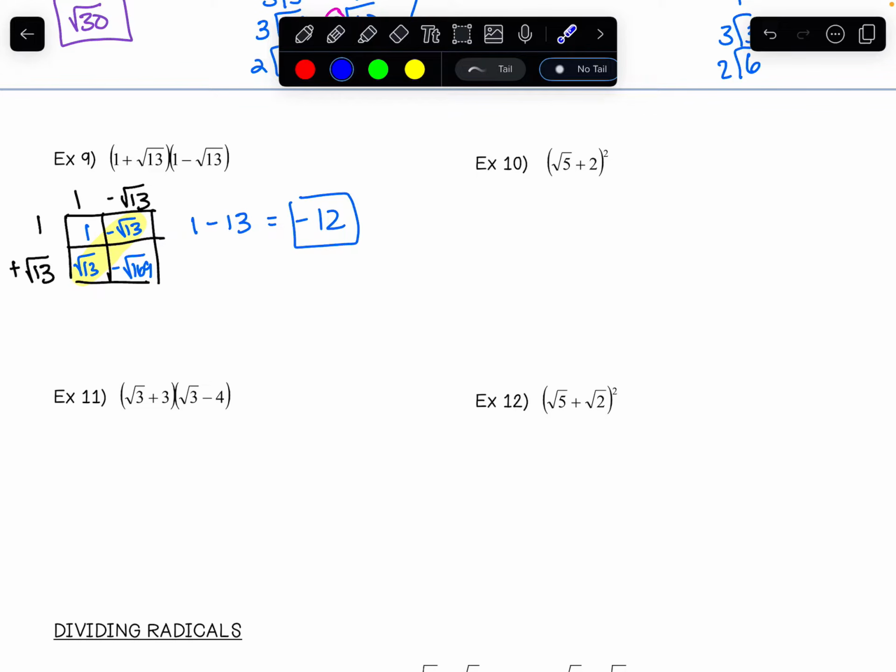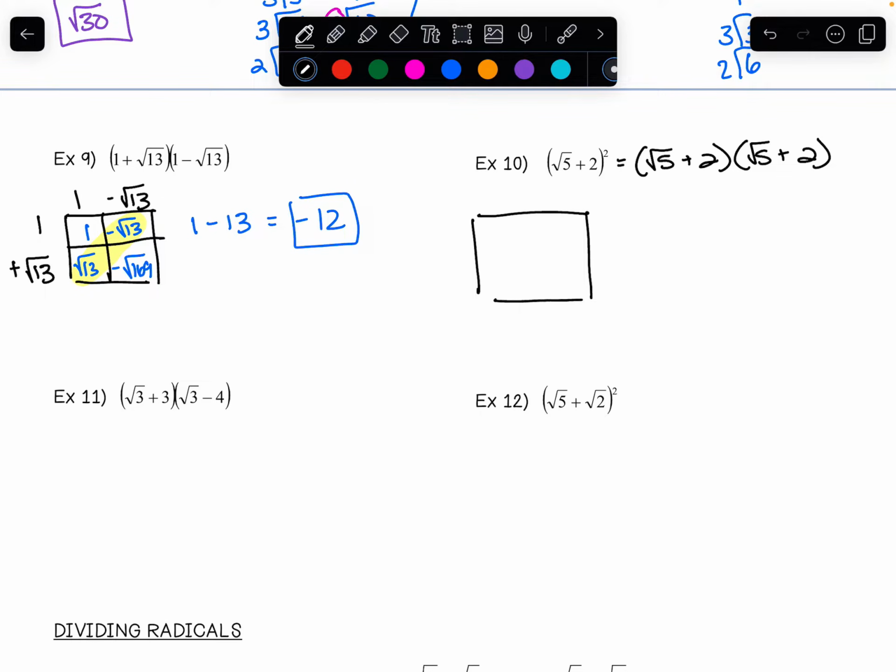So my answer here is negative 12. On example 10, we have the square root of 5 plus 2 squared. Well, we know that that means that we have the square root of 5 plus 2 times the square root of 5 plus 2. 2 terms being multiplied by 2 terms. You could FOIL, you could use a distributive property twice, or you could use the area model. Doesn't matter to me what method you do. I've been consistently using the area model, so I am going to continue to do that.